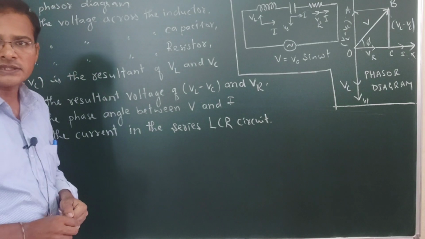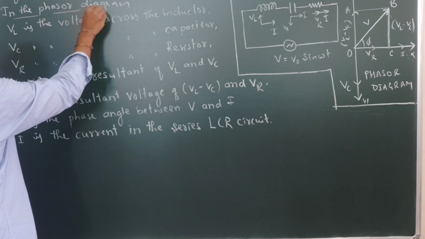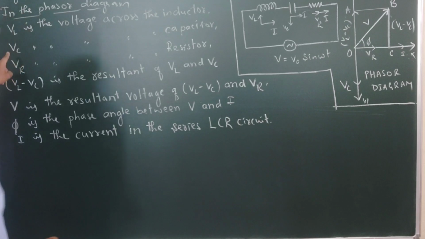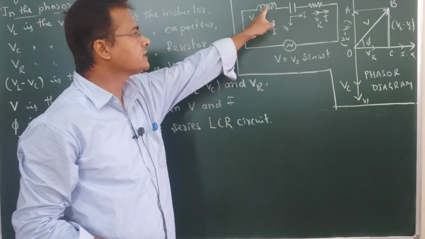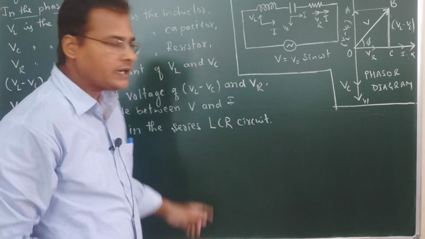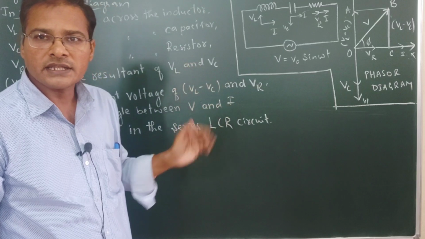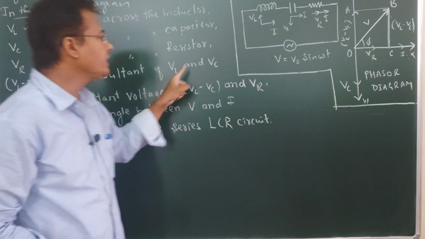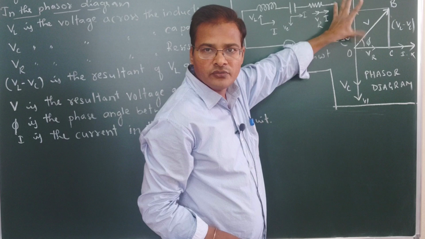In the phasor diagram, VL is the voltage across the inductor, VC is the voltage across the capacitor, and VR is the potential or voltage across the resistor. VL minus VC is the resultant of VL and VC.